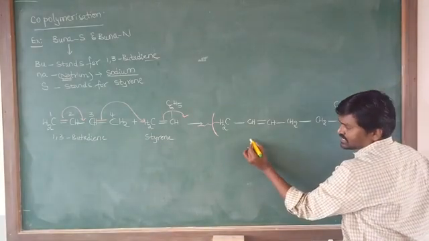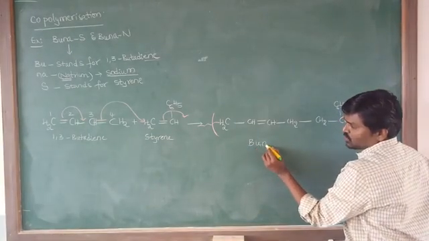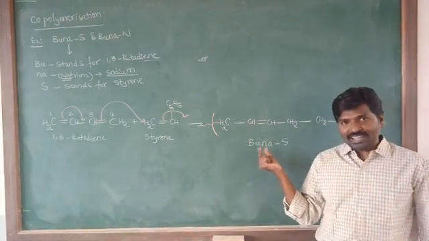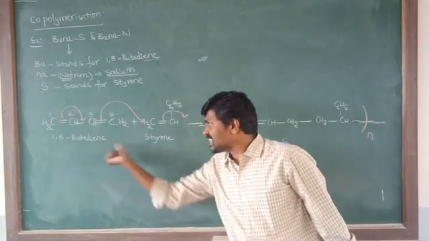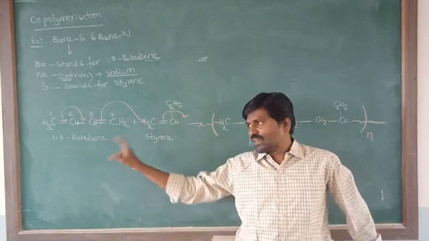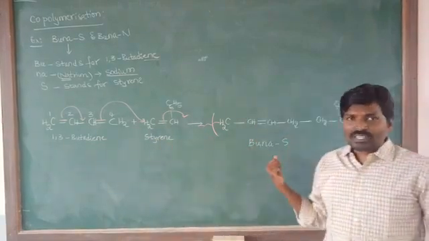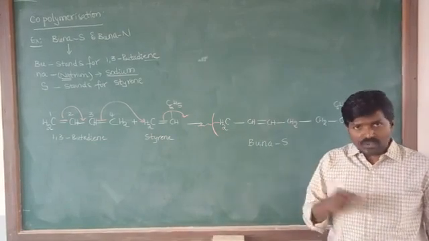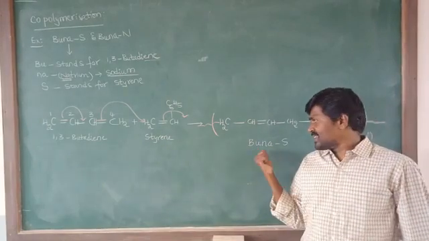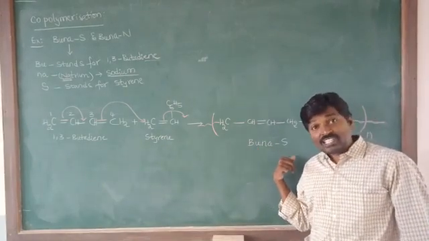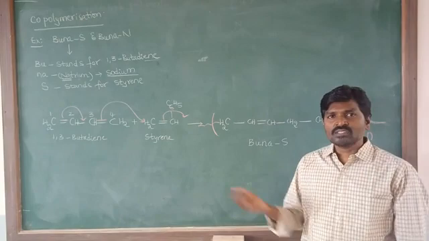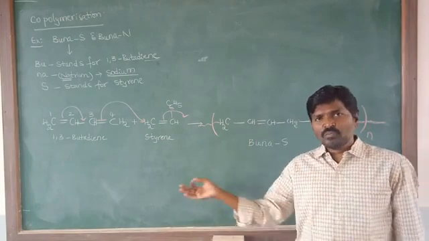What is that polymer? It is Buna S. Why is it called Buna S here? Because the reaction is carried out between 1,3-butadiene and styrene. So whenever the reaction is carried out between 1,3-butadiene and styrene, whatever polymer is formed is called Buna S. Now here we already know: Bu stands for 1,3-butadiene, Na stands for sodium, and S stands for styrene. This is the meaning of Buna S. So this is regarding how to prepare Buna S.